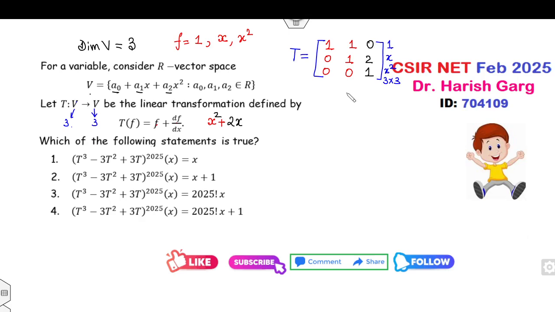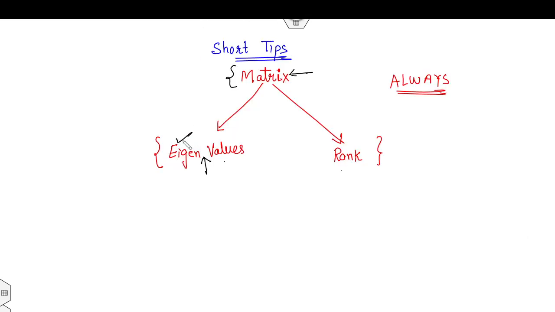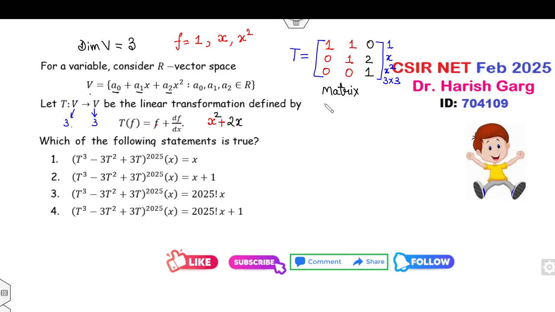Is it fine? Now you can see this is my matrix, and always remember whenever you see a matrix, you should find the eigenvalues first. Can you find the eigenvalues of T? It is a diagonal matrix or upper or lower triangular, so 1, 1, 1 are the eigenvalues of T.